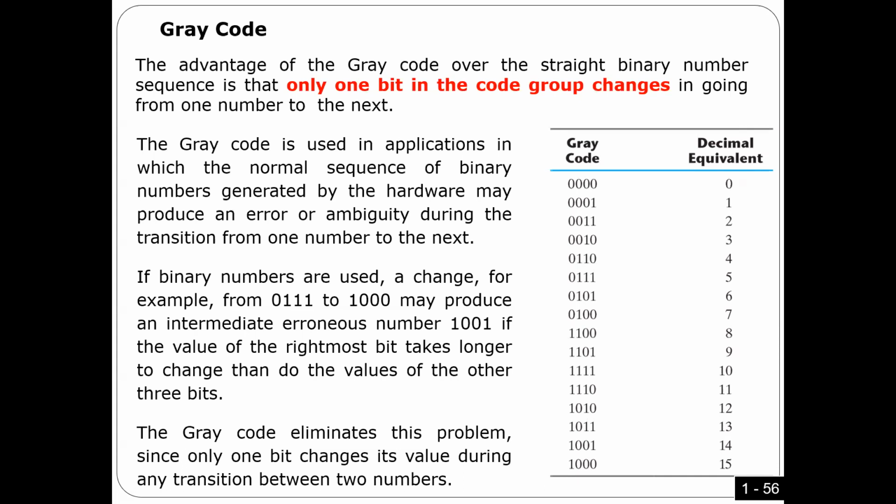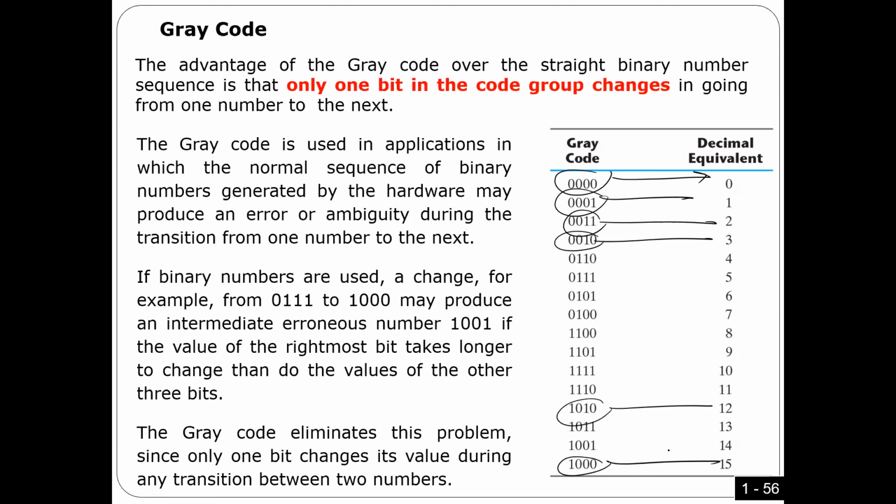Okay, let's start with the Gray code, for example. The idea of the Gray code is very simple. Every digit from 0 to 15, you remember this is hexadecimal, that's what we did in hexadecimal, from 0 to 15, has a code corresponding to it. So this is the code for 0, this is the code for 1, this is the code for 2, this is the code for 3, this is the code for 12, this is the code for 15, and so on. So every digit has a code related to it.